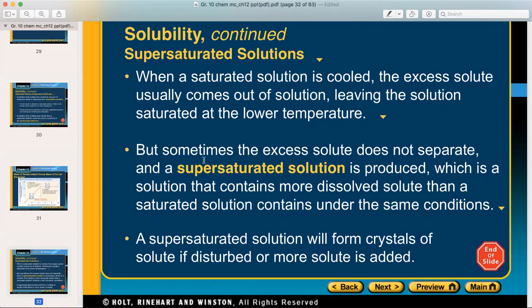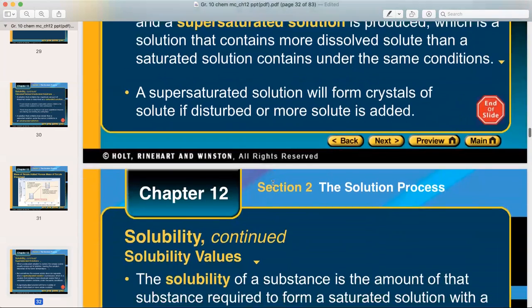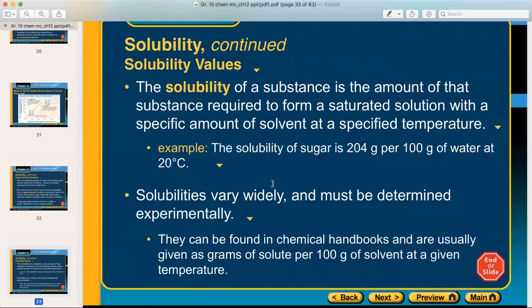We can dissolve more amount of solute, but once we leave it, that will appear again in the form of crystal. That solution is known as supersaturated solution. So these are the three types of solutions on the basis of solubility.